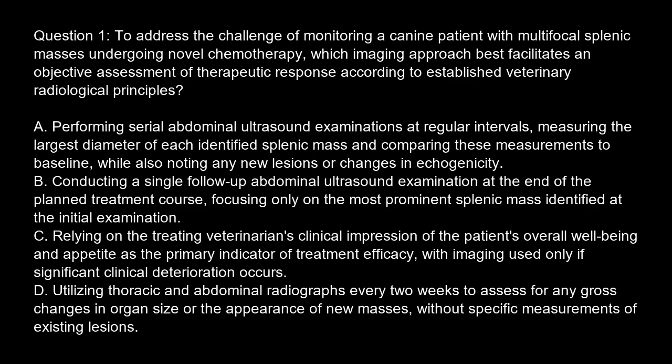Option C. Relying on the treating veterinarian's clinical impression of the patient's overall well-being and appetite as the primary indicator of treatment efficacy, with imaging used only if significant clinical deterioration occurs. Option D. Utilizing thoracic and abdominal radiographs every 2 weeks to assess for any gross changes in organ size or the appearance of new masses, without specific measurements of existing lesions.